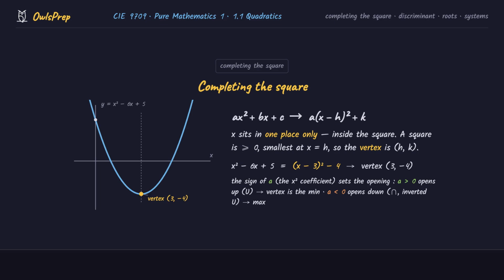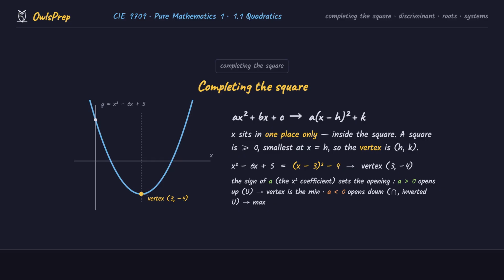Take x squared minus 6x plus 5. Halve the coefficient of x, that's minus 3, and write (x minus 3) squared, which expands to x squared minus 6x plus 9. That's 9 too many, so subtract 9 and keep the plus 5. (x minus 3) squared, minus 4. The vertex is at (3, minus 4).